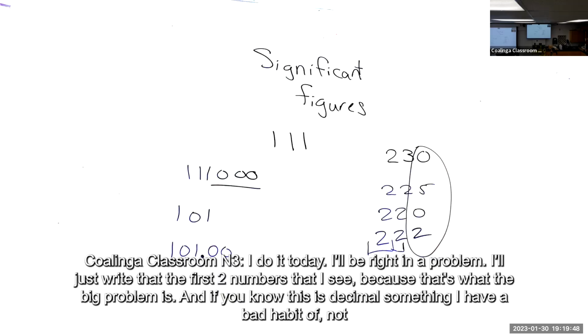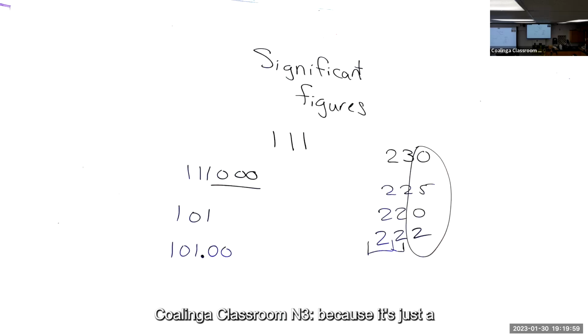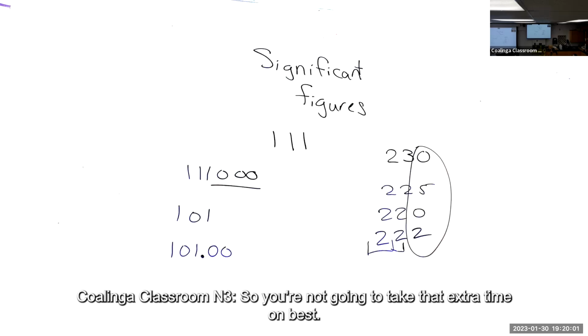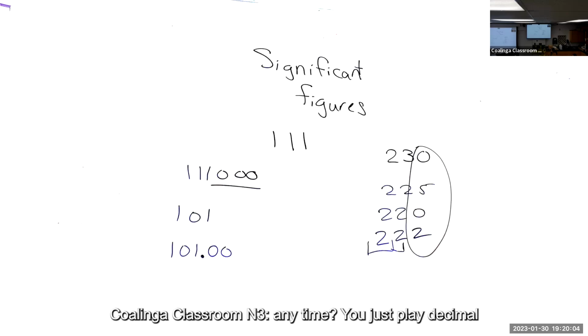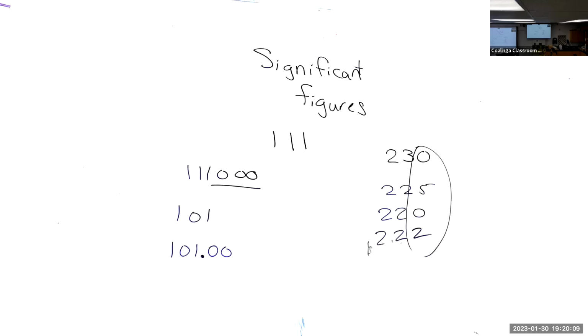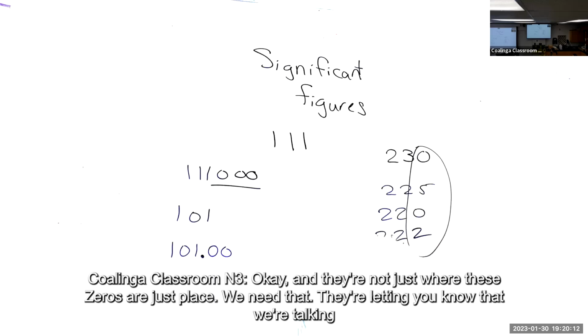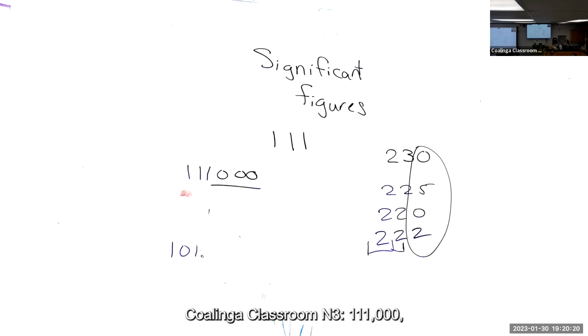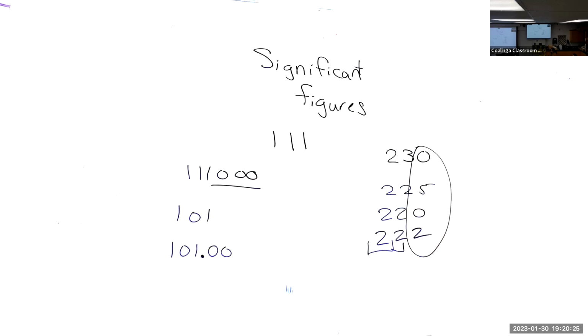I do it today. I'll be writing a problem. I'll just write down the first two numbers that I see because that's what the big problem is. And even though it says decimal something, I have a bad habit of not putting decimal down because it's just a natural thing. Quick, I want to get it done, right? So you're not going to take that extra time unless it's important. So anytime you see a decimal followed by zeros, those zeros become important. Okay, and they're not just placeholders. Where these zeros are just placeholders, meaning that they're letting you know that we're talking about 111,000, right? And not just 111.